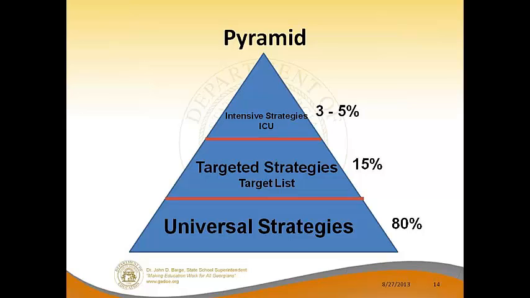Up above it, you see targeted strategies. This is where you target your list of students that you've created and prioritized, that you're going to monitor throughout the year. You see that that's around 15% of your school, and it may or may not be that, but it's going to be around that. So what you're going to do here are things that address specifically just this group of students.